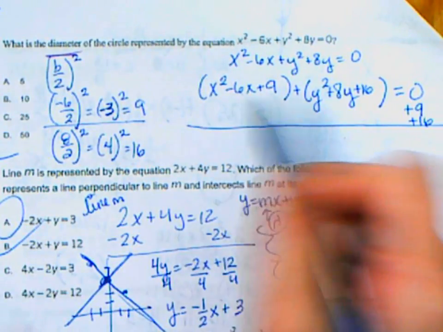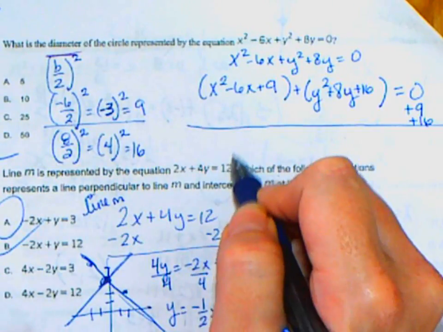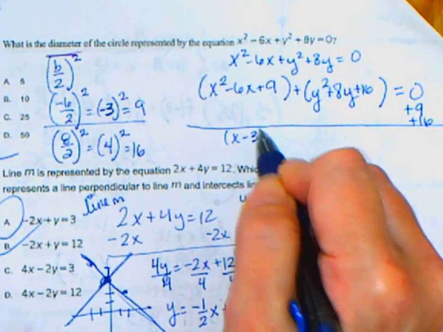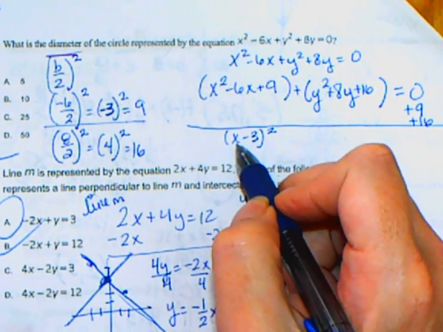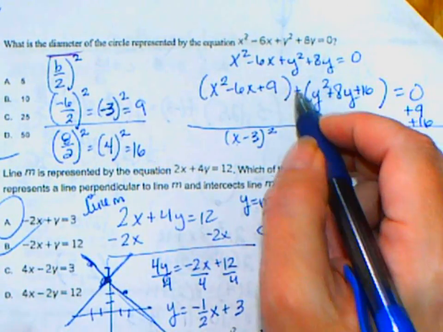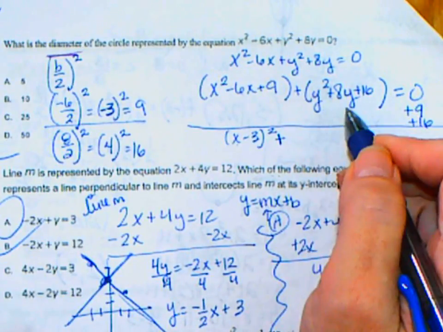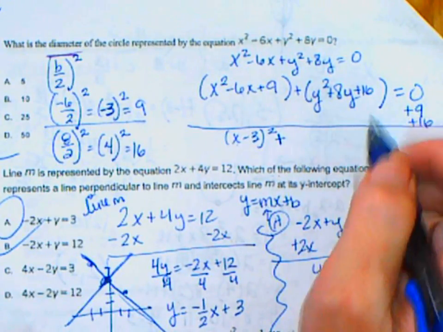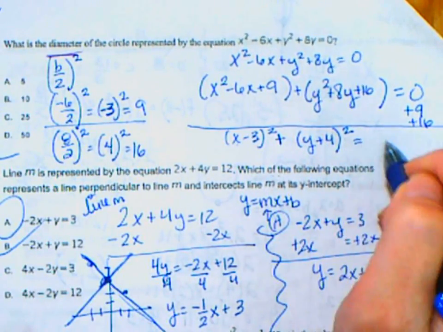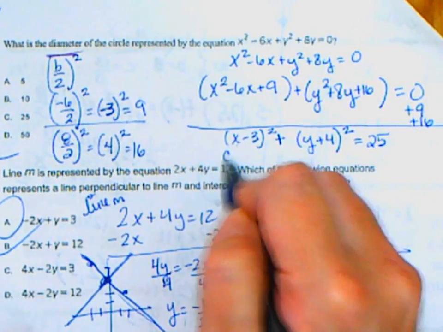So now I'm going to factor these perfect square trinomials. What's x squared minus 6x plus 9 factored? X minus 3, quantity squared. Square root of the first, square root of the last, sign of your b term. For the second, it's always plus. We made a perfect square trinomial over here. What is it factored? Y plus 4, quantity squared, equals 25.